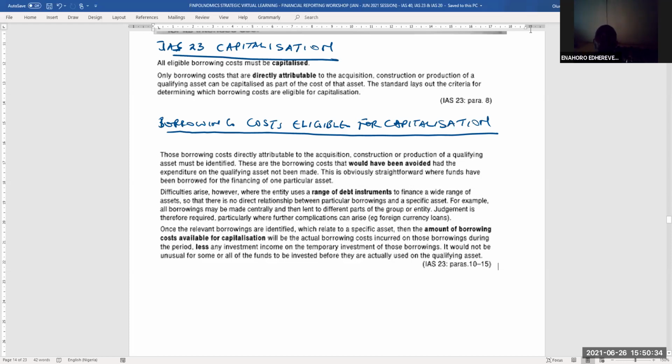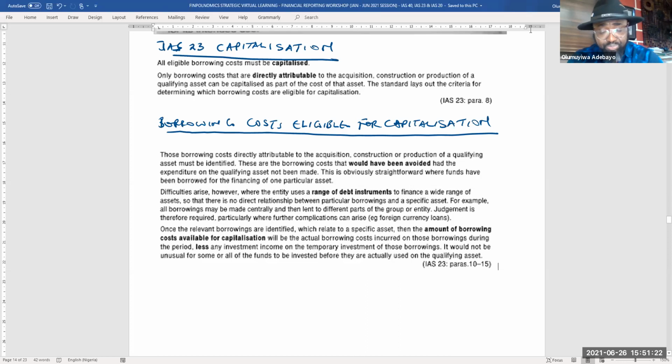Once the relevant borrowings are identified, which relate to a specific asset, then the amount of borrowing costs available for capitalization will be the actual borrowing cost incurred on those borrowings during the period, less any investment income on the temporary investment of those borrowings. It would not be unusual for some or all of the funds to be invested before they are actually used on the qualifying asset. IAS 23, paragraphs 10 to 15. Okay, thank you very much.